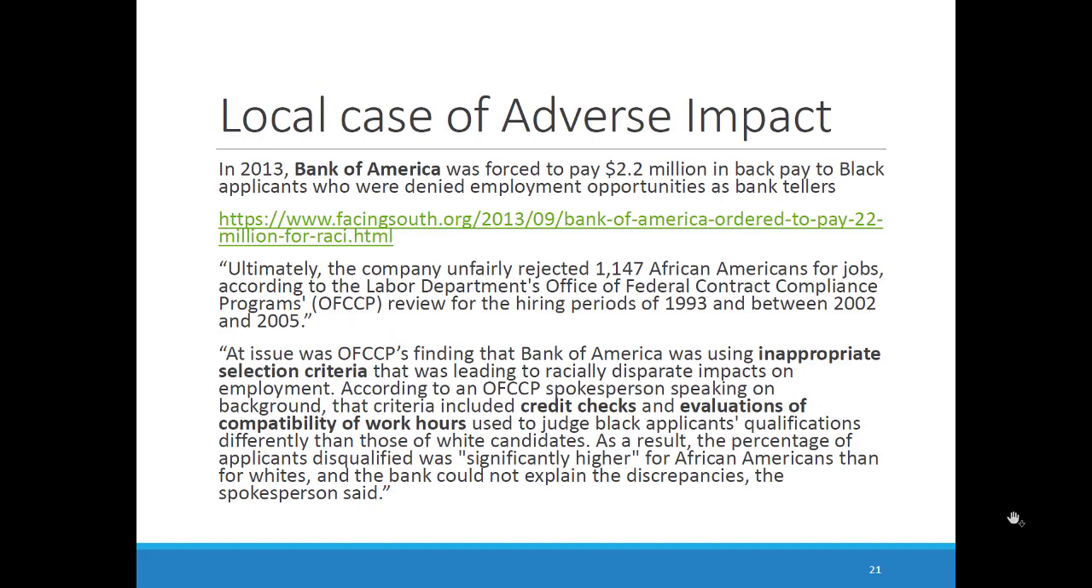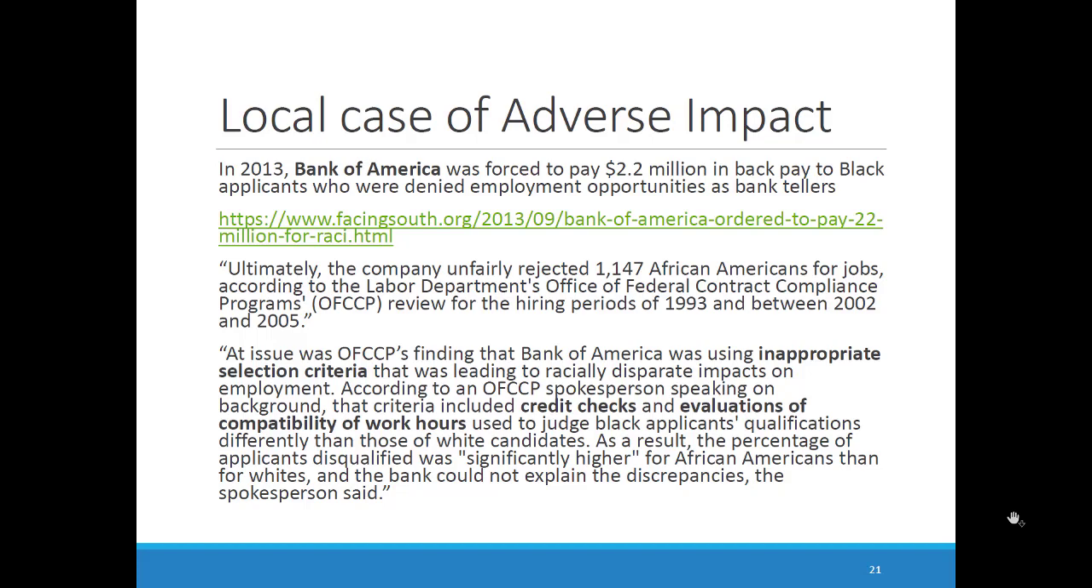There is a local case of adverse impact in the Charlotte area, and I want to introduce the topic of adverse impact by talking more about that case. So in 2013, Bank of America was forced to pay $2.2 million in back pay to Black applicants who were unfairly denied employment opportunities as bank tellers in their bank branches. If you're interested in reading more about it, there's a link in slide 21. I think I provided some quotes from the website that I provided there for you.